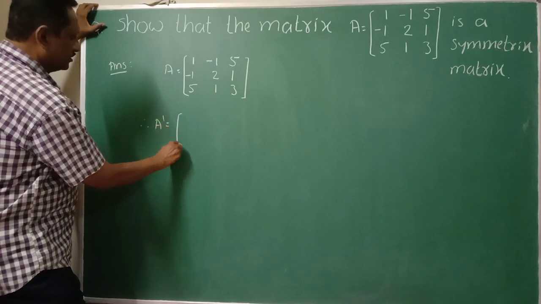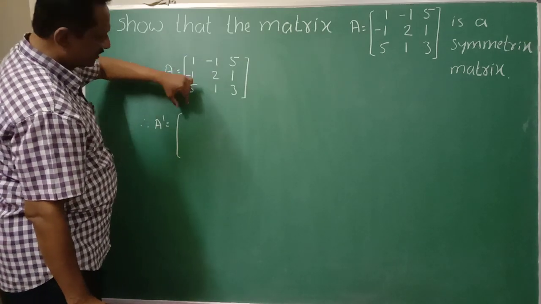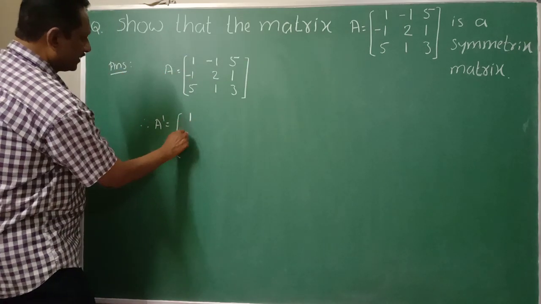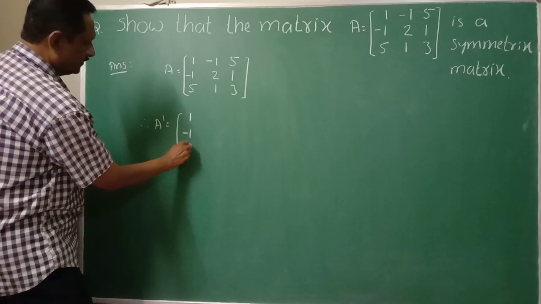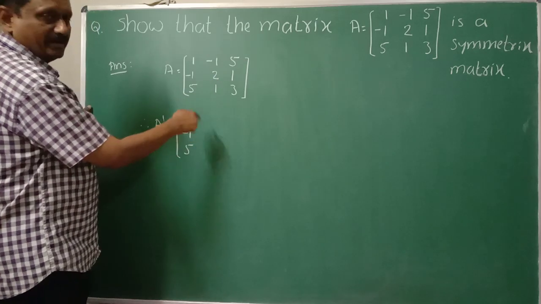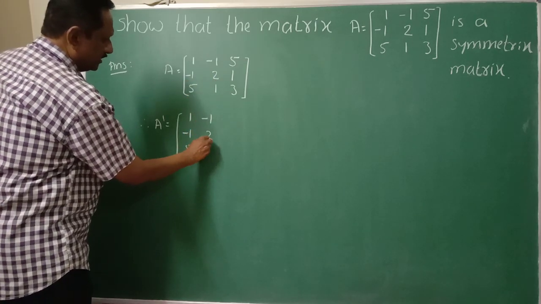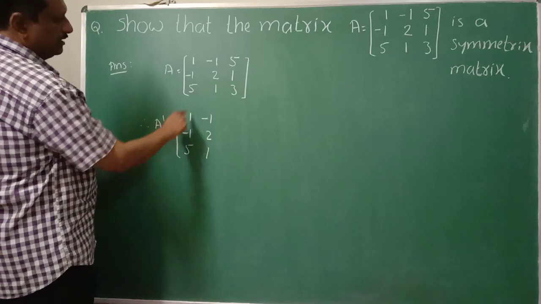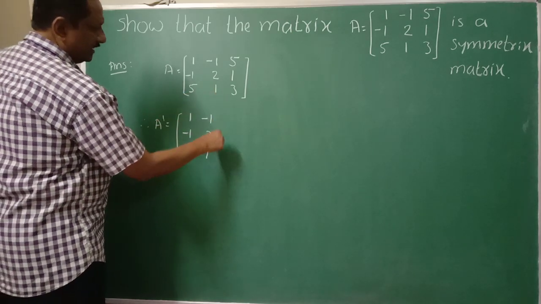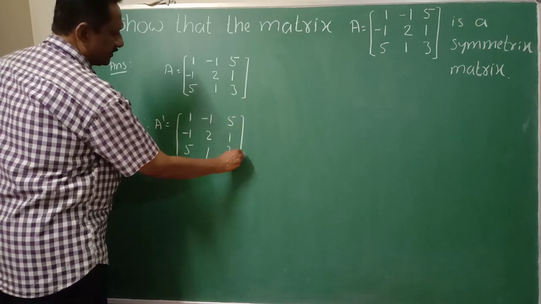A dash is equal to, write these numbers in the column: 1 -1 5. Then in the second column, -1 2 1. Then 5 1 3, written in the column, so 5 1 3 here.